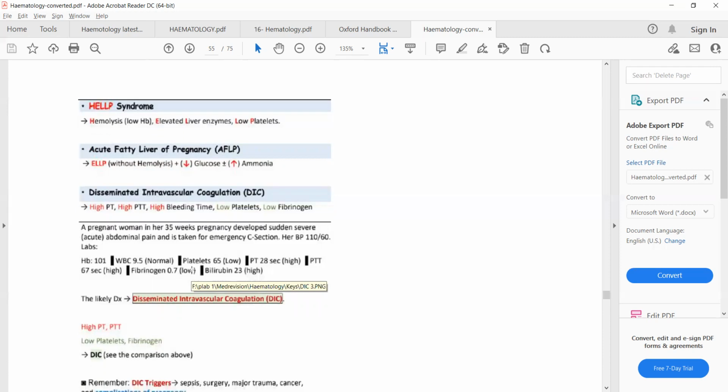A pregnant woman in her 35th week of pregnancy develops sudden severe abdominal pain and is taken for emergency C-section. Her HB is 101, WBC normal, platelets low, PT high, APTT high, fibrinogen low. So everything is high except fibrinogen, so it is disseminated intravascular coagulation.